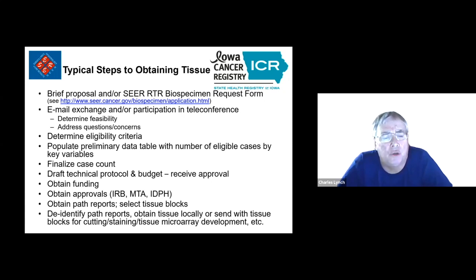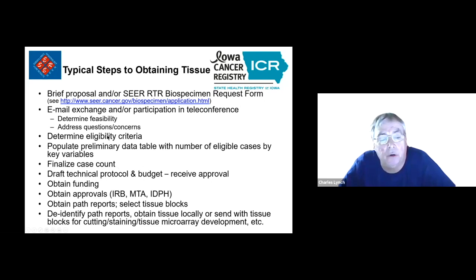We also usually hone the eligibility criteria based on that brief proposal, so that sometimes you find out we have more cases than what you thought, so you can be more specific in your specific aims. We typically will provide a preliminary data table with the number of eligible cases by key variables that meet your eligibility criteria. We'll give you a case count of how many cases we will pursue. It doesn't mean we'll be able to get tissue on every one of these because we still don't know exactly how much tumor tissue is in a block until we're able to review an H&E slide, and we're not going to do that until there is some funding for the project.